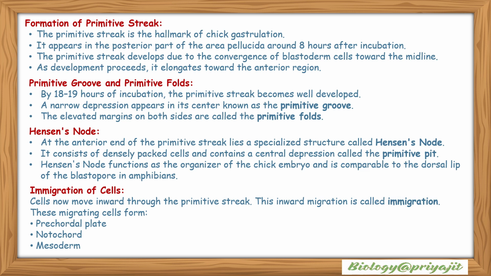Formation of primitive streak. The primitive streak is the hallmark of chick gastrulation. It appears in the posterior part of the area pellucida around 8 hours after incubation. The primitive streak develops due to the convergence of blastoderm cells towards the midline. As development proceeds, it elongates toward the anterior region.